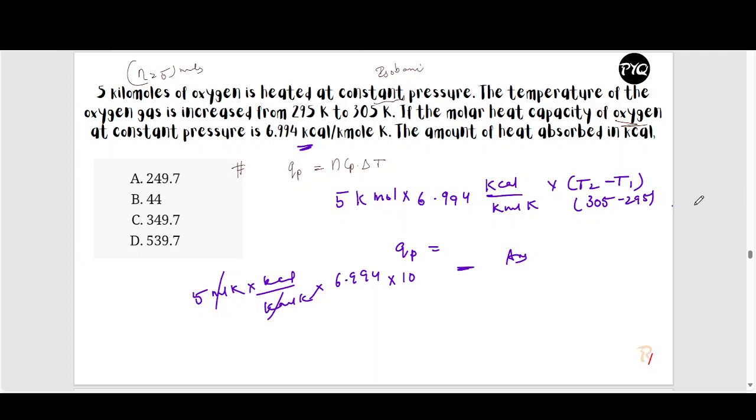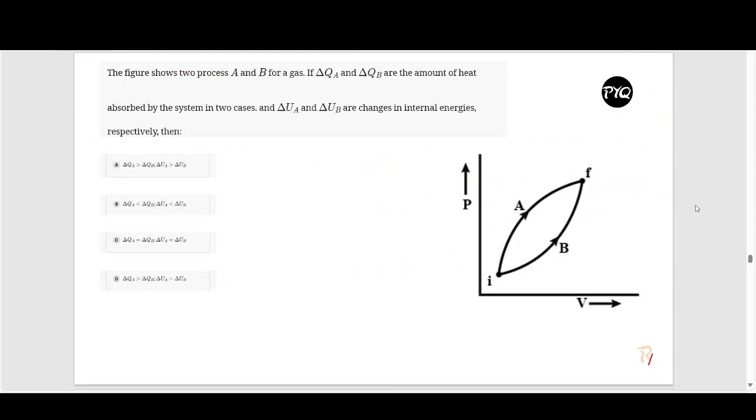Okay, solve it by yourself. Here we have to consider the initial and final states.